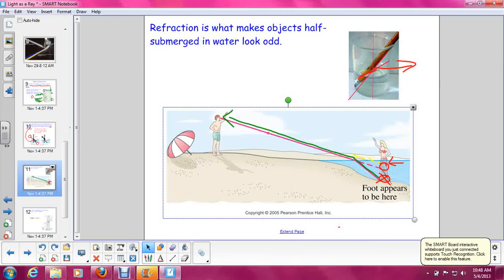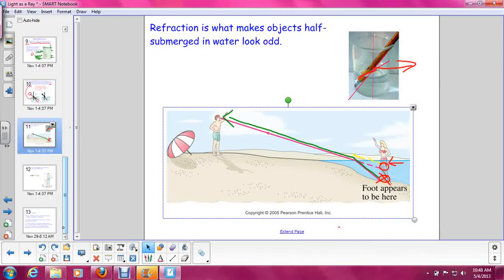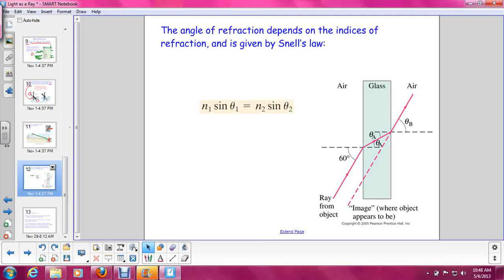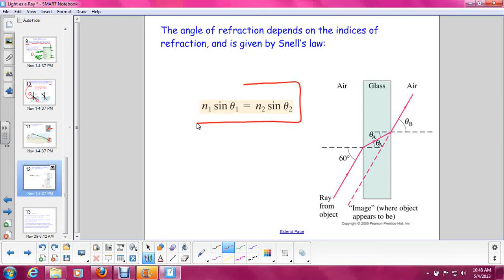Now, we can actually measure the angles at which the light will come in and out using something called Snell's law. Snell's law uses the index of refraction and the angles to tell us what angle the light will come out at or go in at. So Snell's law is n1 sine theta 1 equals n2 sine theta 2. Remember, n is the index of refraction for that material, and theta is the angle.